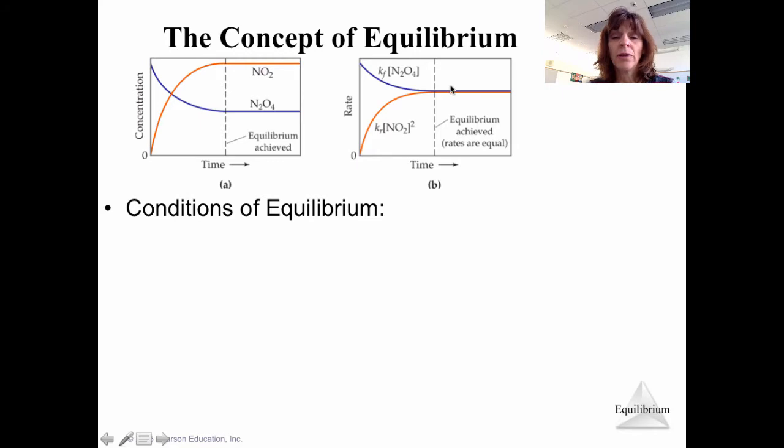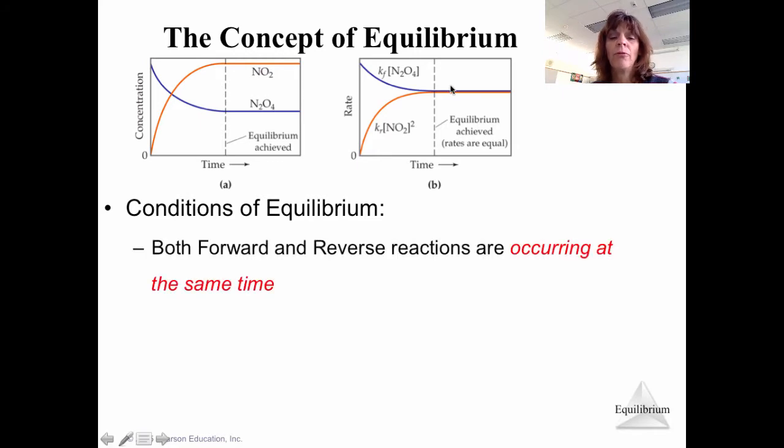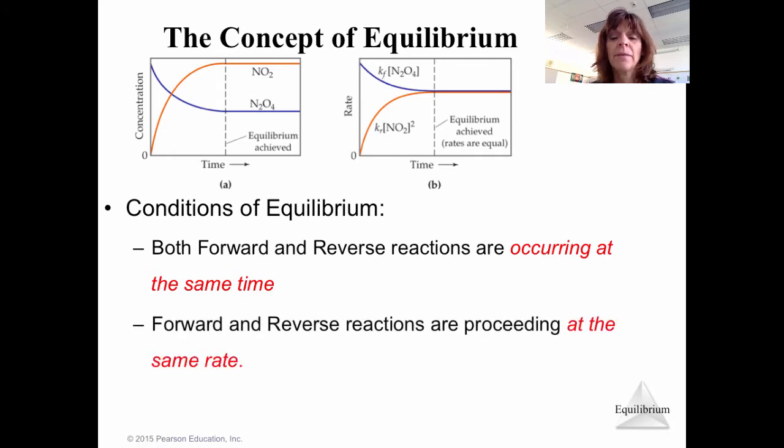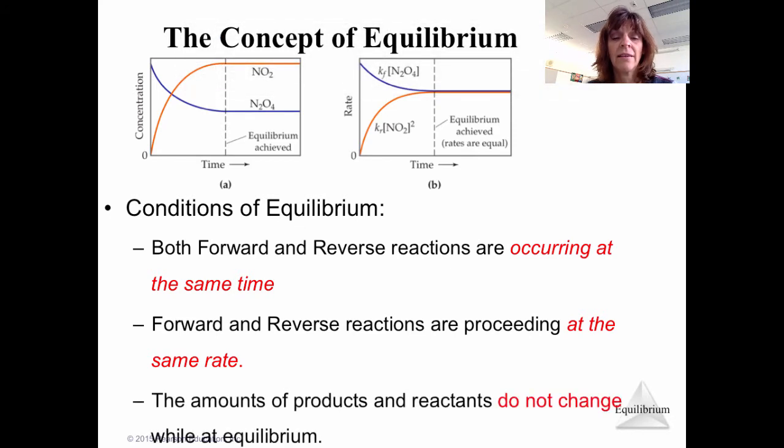The conditions of equilibrium include that both the forward and the reverse reactions must be occurring at the same time. They must be proceeding at the same rate to be at equilibrium. And the amount of the products and the reactants don't change once equilibrium has been established.